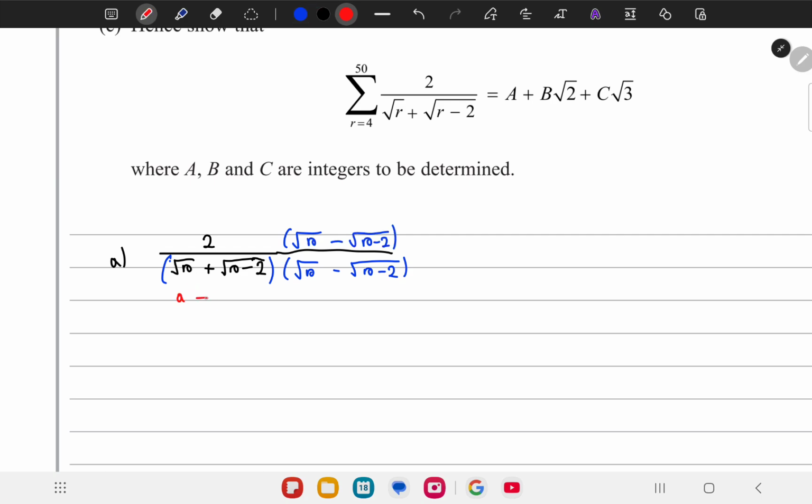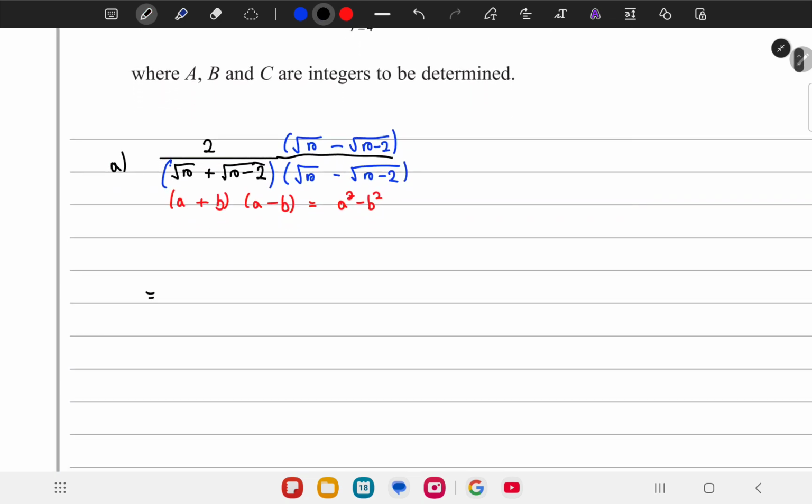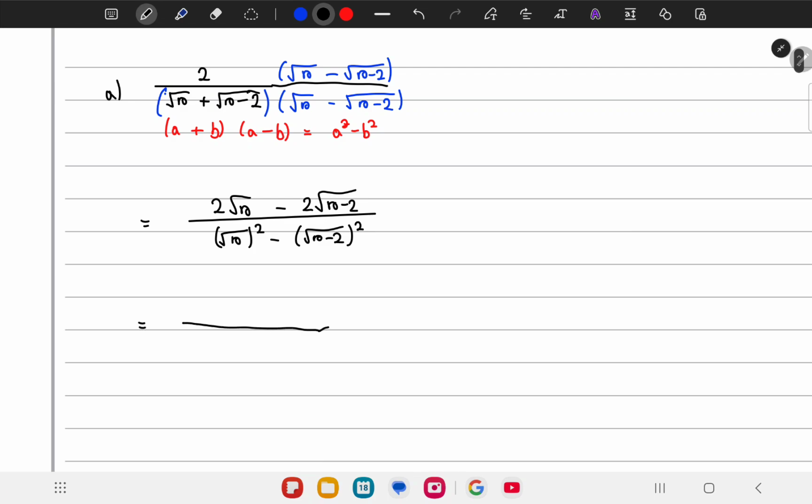If you notice, we have the form a plus b times a minus b over here, which would be equal to a square minus b square. So on the top we have 2 root r minus 2 root r minus square root r minus 2, and in the denominator we have root r square minus root r minus 2 whole square. If we calculate this, we have 2 root r minus 2 root r minus 2, and on the denominator we have r minus 2.